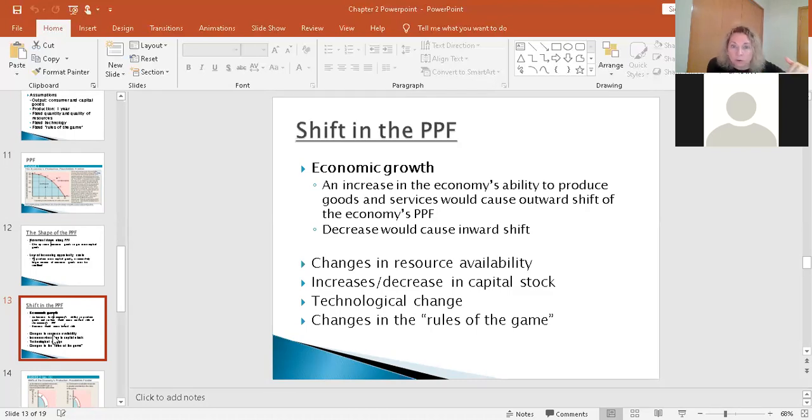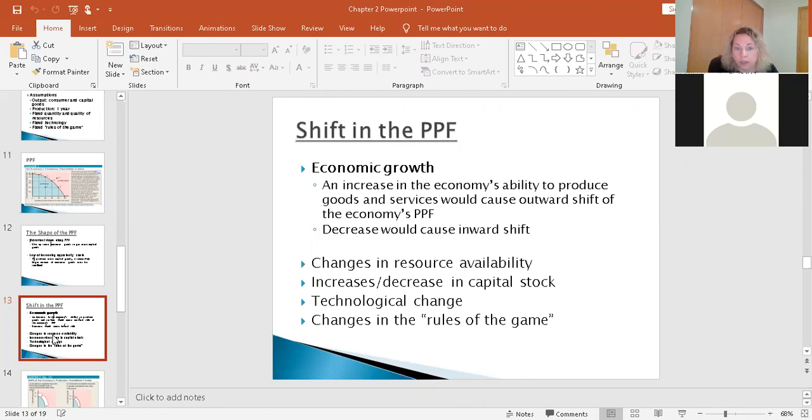Might we see a decrease in the PPF? Absolutely. For a couple of different reasons, we might see that. We typically don't see it here in the US, but mostly countries do see a decrease in their PPF for a variety of reasons, and we're going to talk about those reasons. So here are the 4 reasons we typically see the PPF shift in either direction.